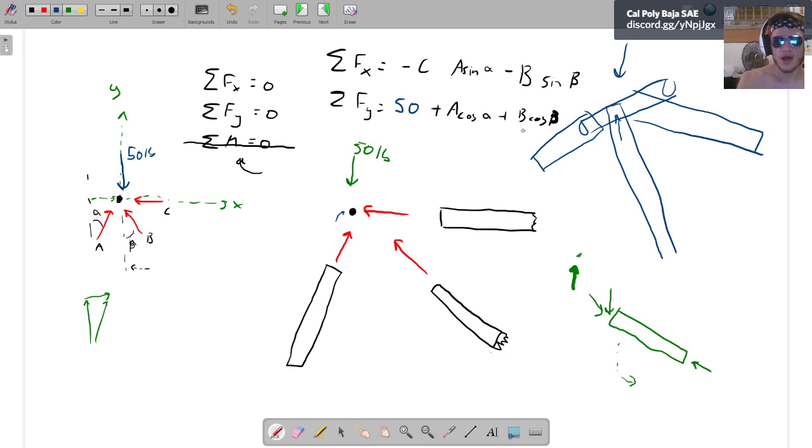So now I have 2 equations, but I still have 3 unknowns, which normally we would say, that's not how algebra works. I'm still going to have 1 unknown. But the beauty of the method of joints is now we can just move on to the next joint. And we can do that in order to get another set of equations that are local.